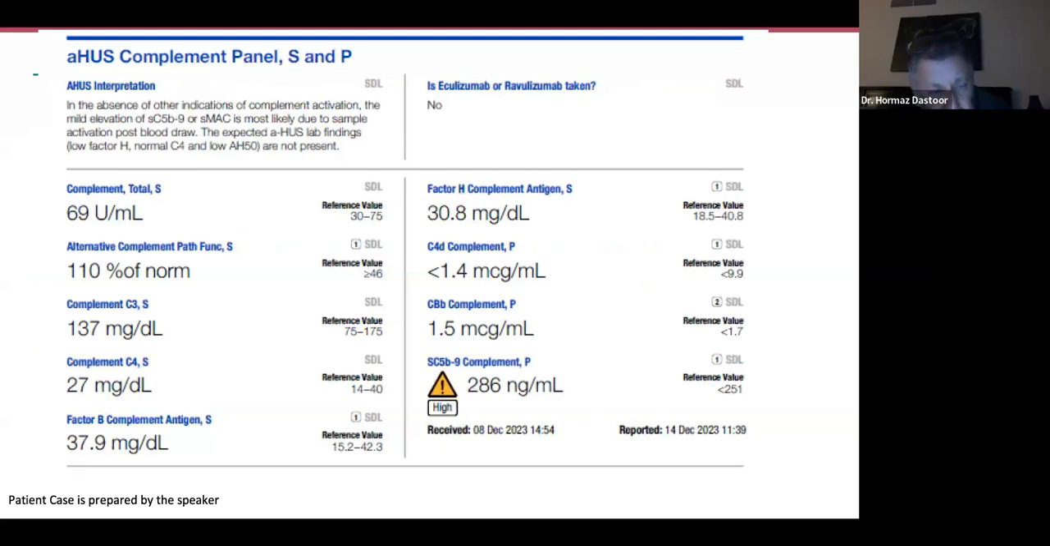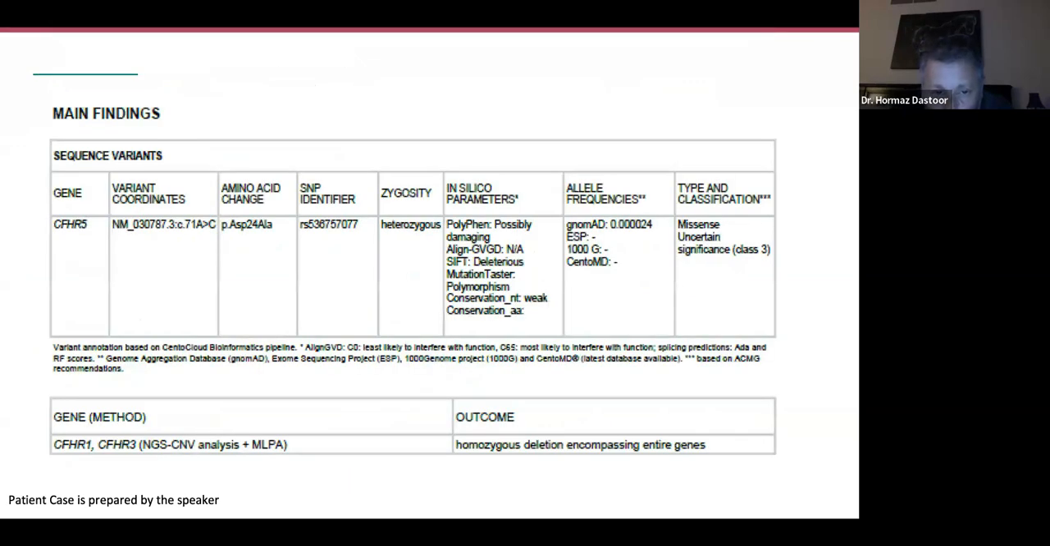We also did some testing on complement levels. You can see that C5b9 was a little high. It's not very high, but it's still on the higher side. I have seen levels of around 1,000. But it does tell you that if the C5b9 is elevated, then there is alternate pathway complement activation, and that once again indirectly suggests that there is complement system activation going on.